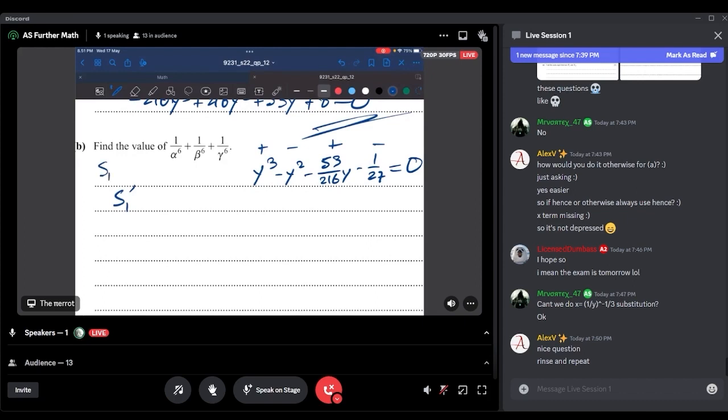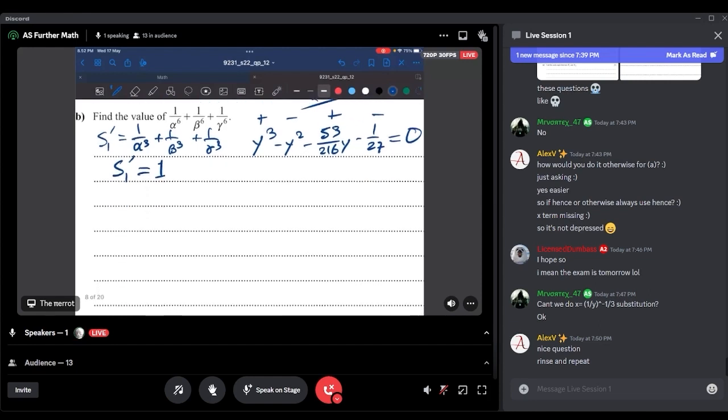S1 prime just means 1 over alpha cubed, plus 1 over beta cubed, plus 1 over gamma cubed. So the S1 is just this guy, but you times the negative here. The coefficient of the y squared times negative 1. Well, negative of the coefficient, basically. And that's just 1.